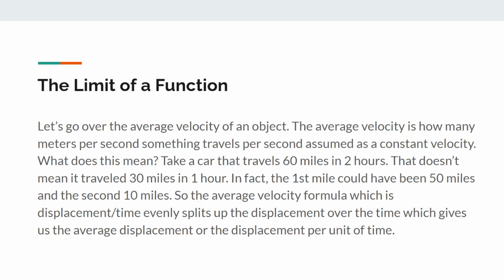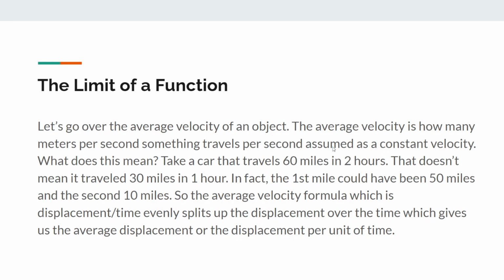I've explained this in my physics videos, but the average velocity of an object is how many meters it travels divided by seconds, where the distance is evenly split up over the seconds, because that's how division works. So the average velocity is how many meters per second something is traveling. I put per second on accident again. That would be acceleration, actually. So the average velocity is how many meters per second something travels, assumed at a constant velocity.